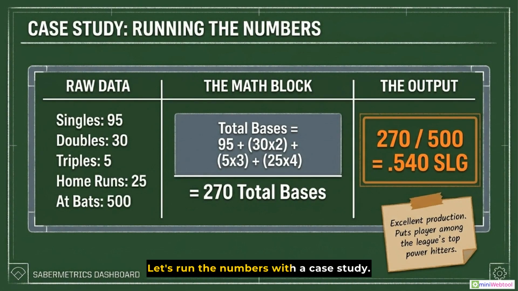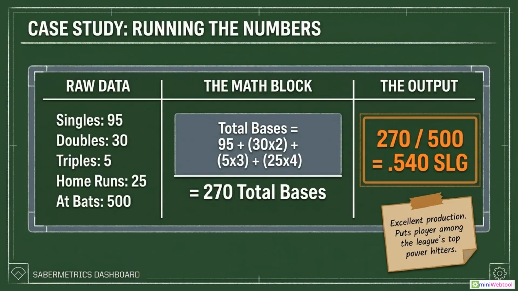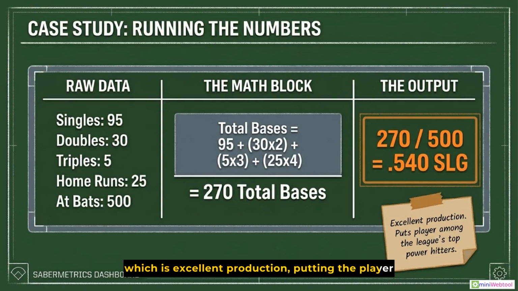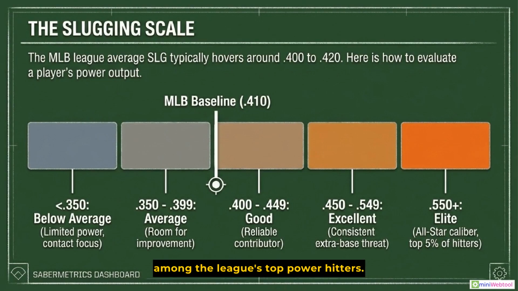Let's run the numbers with a case study. With the raw data, we calculate 270 total bases. Dividing 270 by 500 at-bats gives us a .540 SLG, which is excellent production, putting the player among the league's top power hitters. The MLB baseline for SLG is typically around .410.